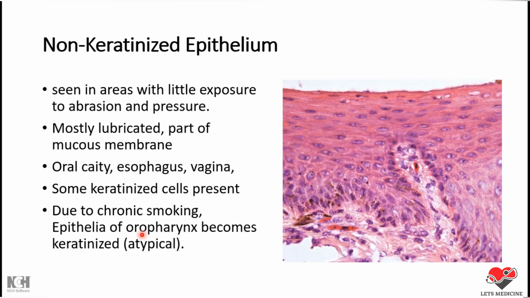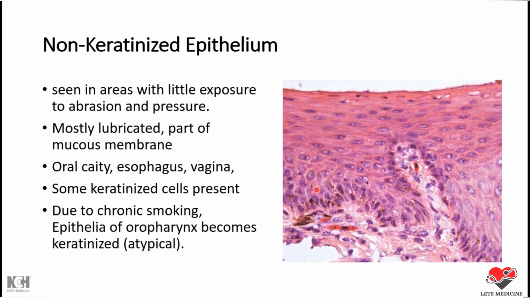Another thing you must remember is that if the non-keratinized type of epithelium is exposed to constant pressure or constant stress, it can turn into keratinized epithelium, and this is what we see in cases of chronic smoking. In chronic smoking, the epithelium of the oropharynx gradually changes into a keratinized type of epithelium, which is quite atypical because the epithelium in these locations is supposed to be non-keratinized. When it changes to the keratinized type because of the constant pressure and stress, this change is called an atypical change.